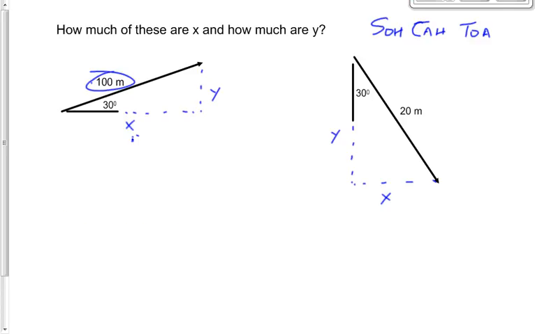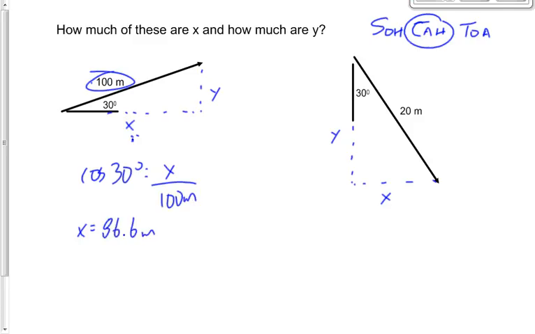The X component of this is which side? Opposite or adjacent? Or hypotenuse? X is right beside the angle, right? Cody, it's the, good, it's the adjacent side. So if we're looking for adjacent and we have hypotenuse, let's use cos. Cosine 30 degrees is equal to adjacent over hypotenuse. Do that math, it works out to be 86.6 meters.